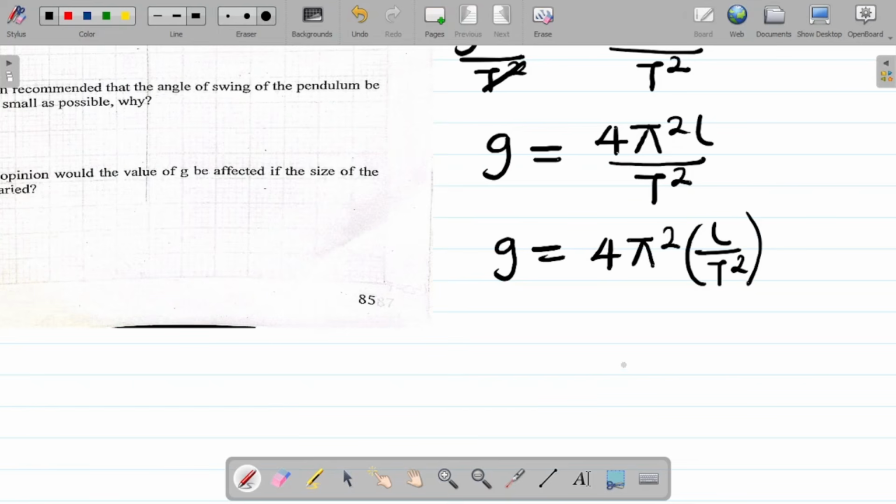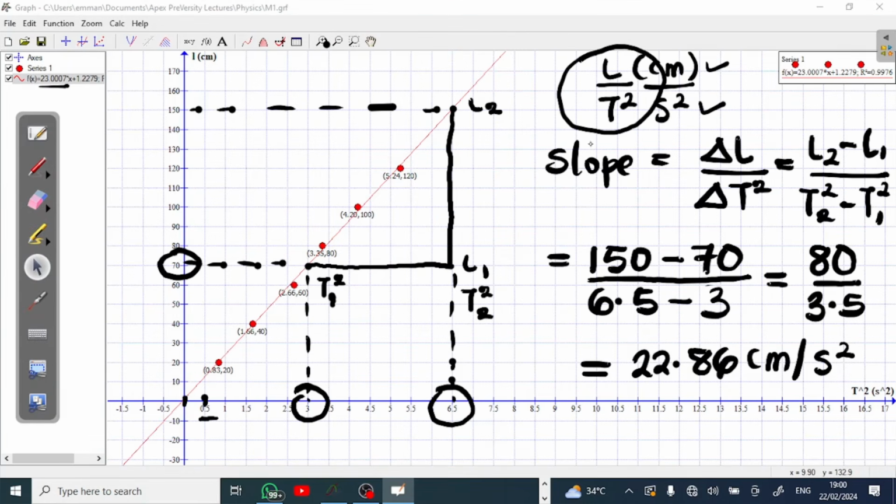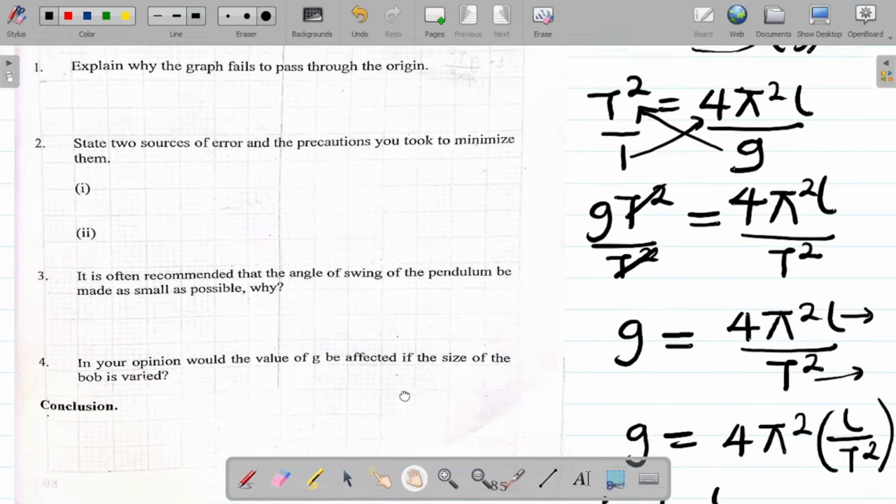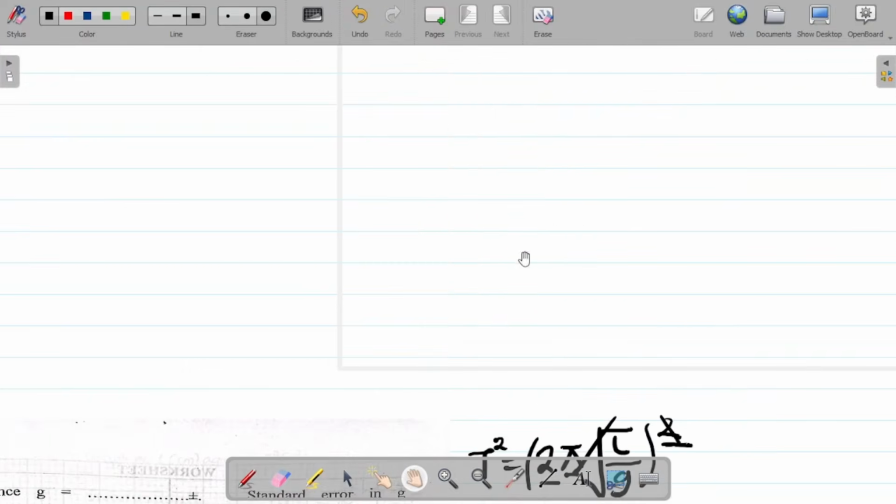This equation is mathematically correct. So the idea is shift out L, shift out T squared, and make them 1 because that's what the slope looks like. But we said L all over T squared is your slope. So L over T squared was the slope, the value of the slope. So I'll simply impute that value. What did you get as the value of the slope? Come back to your slope.